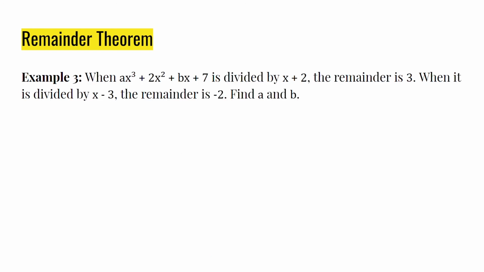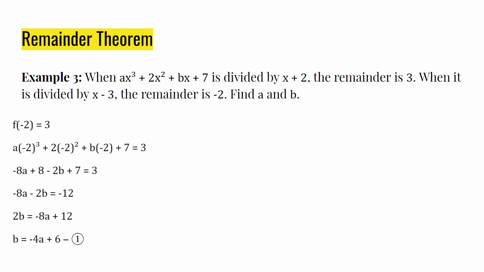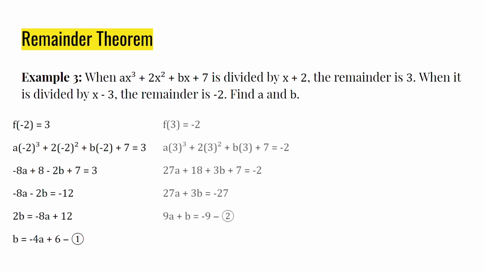Now, on to example 3. When ax cubed plus 2x squared plus bx plus 7 is divided by x plus 2, the remainder is 3. When it is divided by x minus 3, the remainder is negative 2. So the question wants us to find a and b. So first, we set up the two equations using the information given. Remember to simplify both equations.